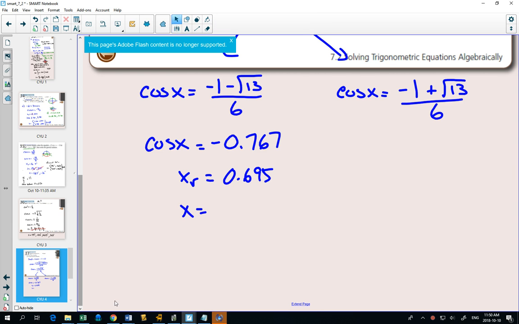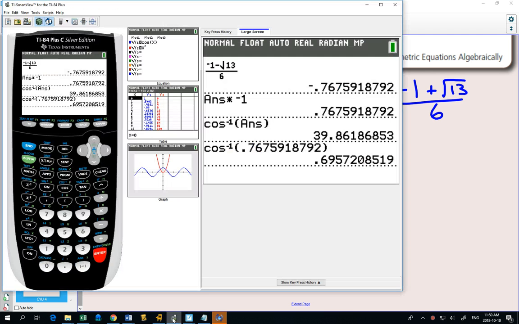Are you getting better at these reference angle questions? Because this will be on your test, reference angles and stuff, right? This is just review. So I'm going to store that as x.